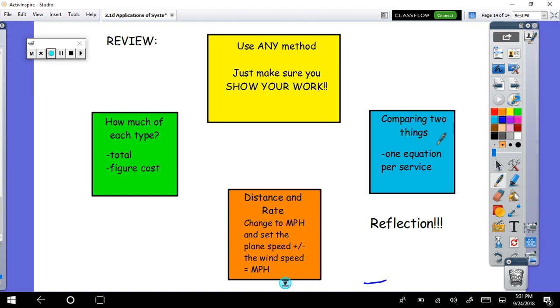And then when you compare two things, you have one equation per service and then you set the two equations equal to each other. Make sure you show all your work. You can use any method. If you have trouble coming up with the equations, you can do the guess and check or make the table. Just show all your work to justify it.